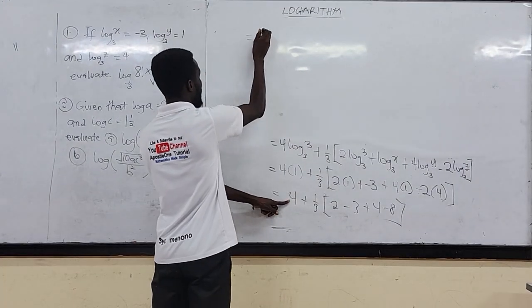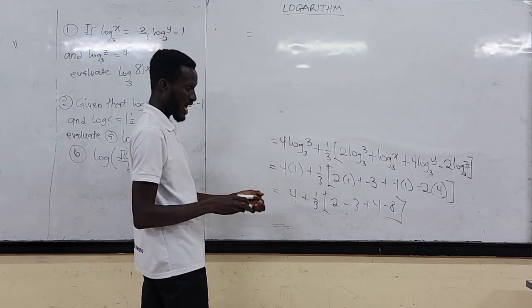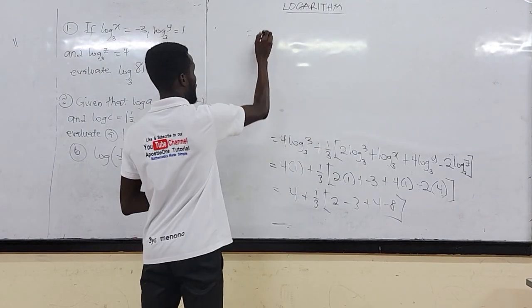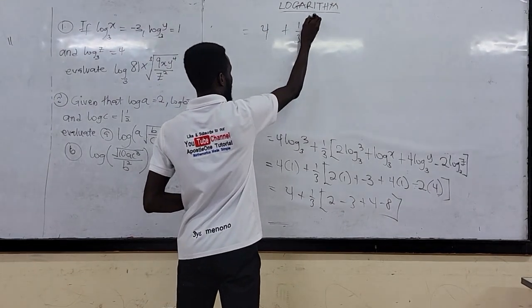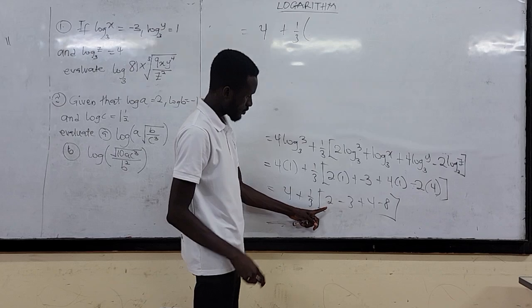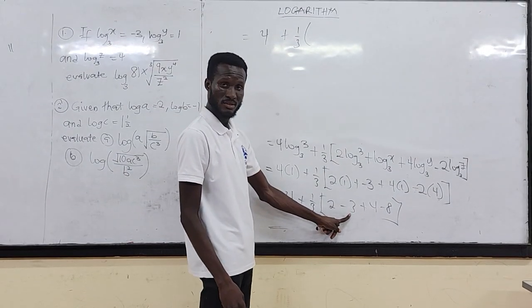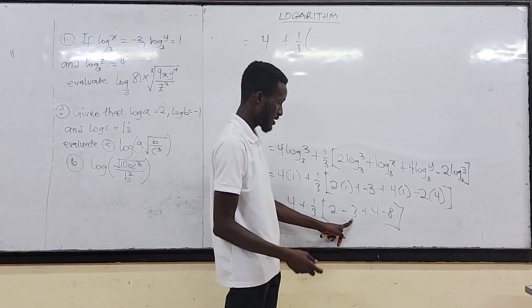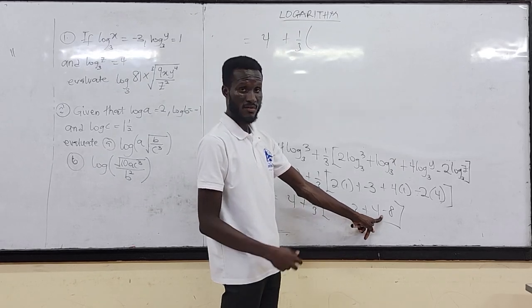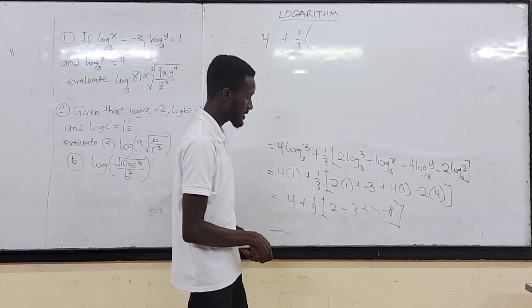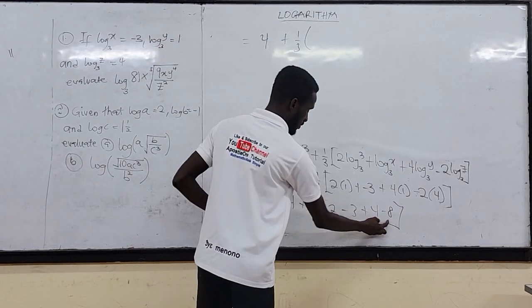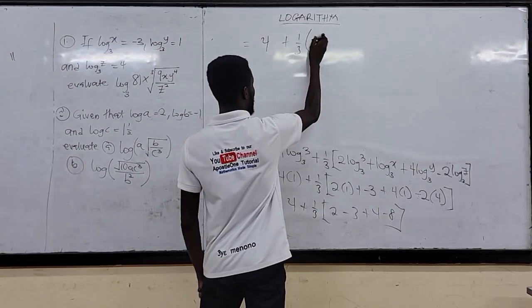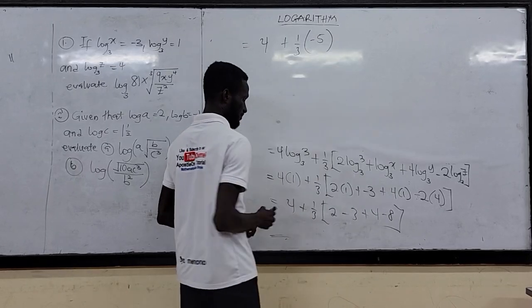Now, so I have, of course, I have to do the one in the bracket first. So I have 4 plus 1/3. Now 2 minus 3 will give us minus 1. And then 4 minus 8 will give us minus 4. So everything will give us minus 5. So this one gives us 4, this one gives us 1, minus 5. So we have minus 5 here.